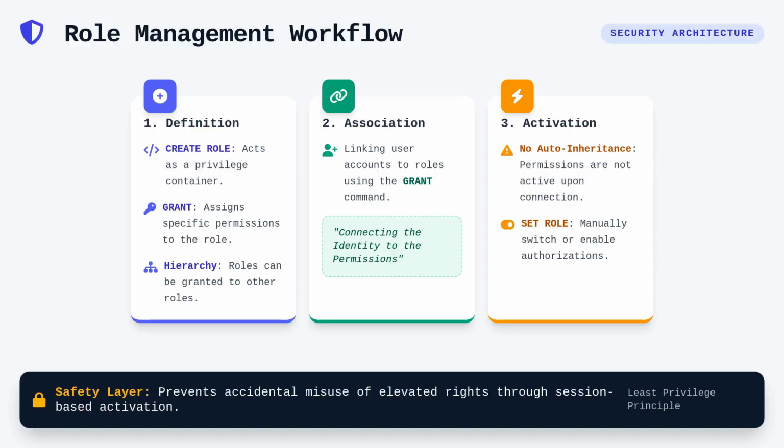We use the set role statement to switch between available roles or enable all roles assigned to the current user. This command empowers the user to choose the level of authorization necessary for their current task.